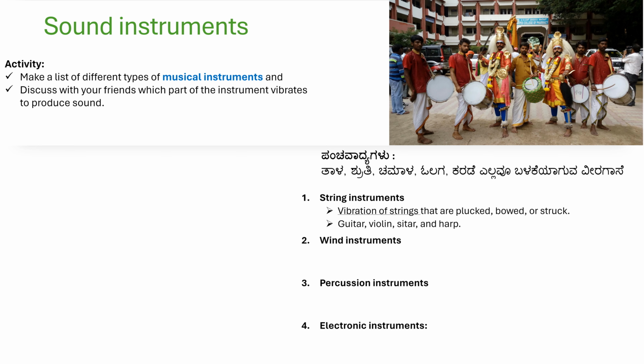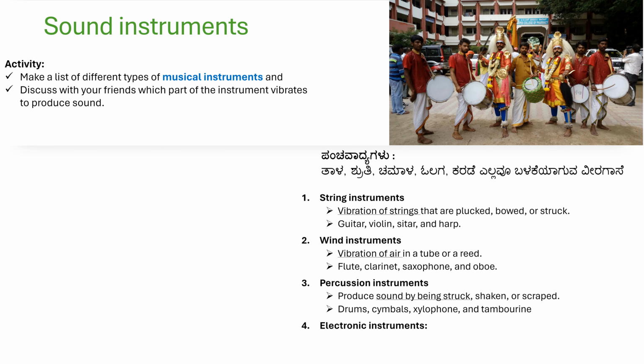Second one is wind instruments. Kolalu, you know that, right? The sound is produced by the vibration of air in a tube or a reed. Flute, for example, clarinet, saxophone, oboe are all examples of wind instruments. Percussion instruments produce sound by being struck, shaken or scraped. Drums, cymbals, xylophone, tambourine are some examples of percussion instruments.